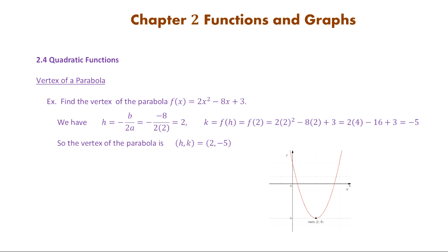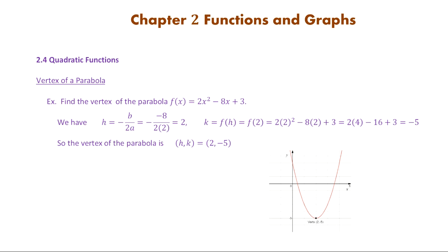And k is just f of h. So we plug in 2 for x and compute the value of the function. So you get k equals f of 2 equals 2 times 2 squared minus 8 times 2 plus 3. Okay, 2 squared is 4. So 2 times 4 is 8. And 8 times 2 is 16. So we get 8 minus 16 plus 3. And that's just negative 5. So the vertex of the parabola is at 2, negative 5.